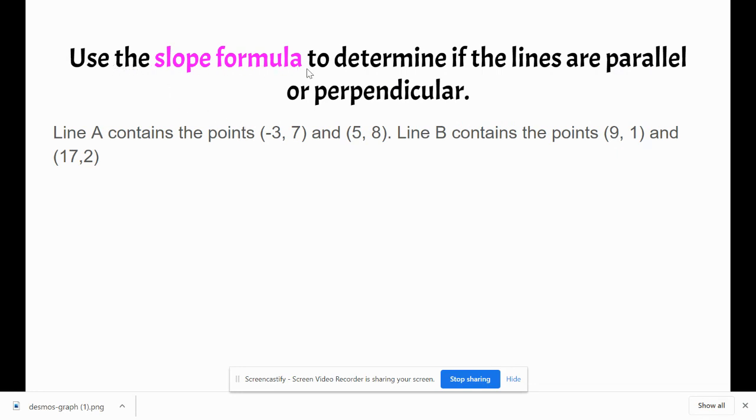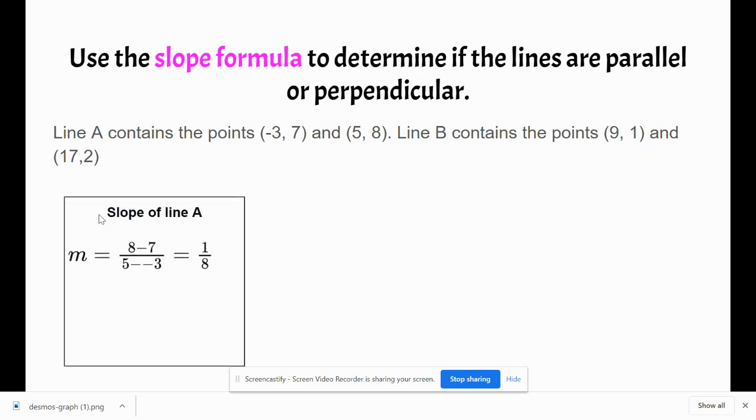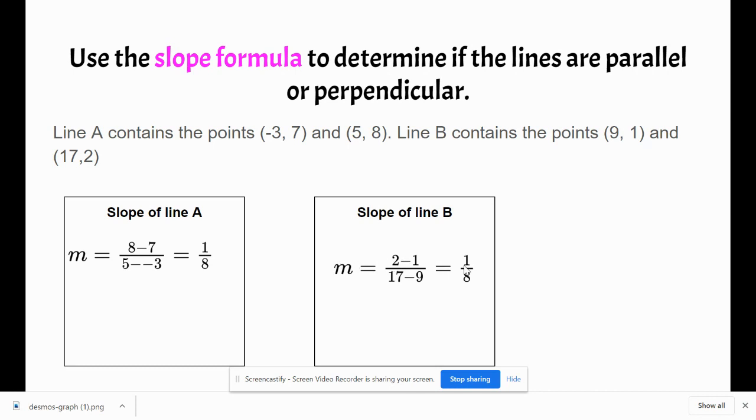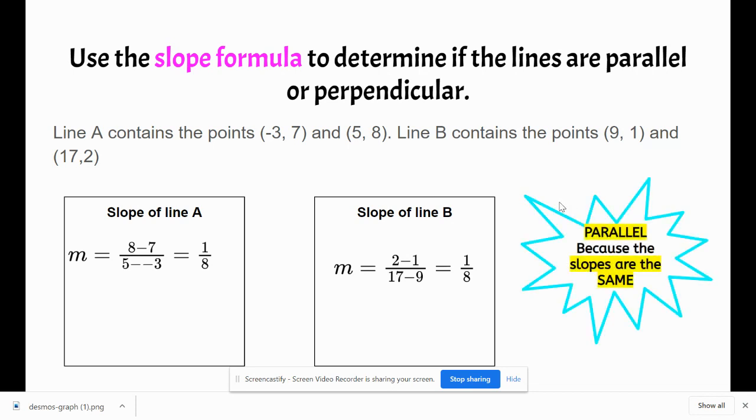Now we're going to use the slope formula to determine if the lines are parallel or perpendicular. You learned last week that the slope formula takes 2 points and we find the difference of the y values divided by the difference of the x values. So you can see here, I have found the slope of line A. It is y2 minus y1 over x2 minus x1, and we get a slope of 1 over 8. I do the same thing for line B, and we get a slope of 1 over 8. So this tells me that line A and line B have the exact same slope, which means that these lines are parallel.